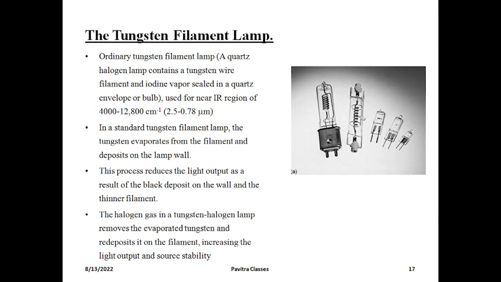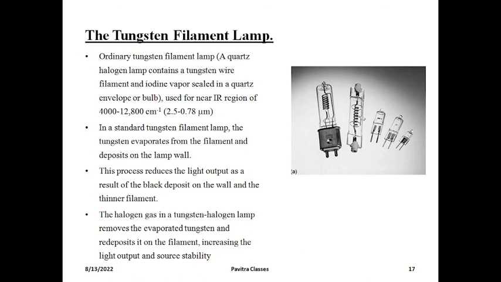The next source is the tungsten filament lamp. This is the ordinary tungsten filament lamp, the quartz halogen lamp; this is the picture of that. It contains a tungsten wire filament and iodine vapor sealed in a quartz envelope bulb, used for the near range of the IR region. So this is also not in the mid IR range. In a standard tungsten filament lamp, the tungsten evaporates from the filament and deposits on the lamp wall. This is the principle of that.